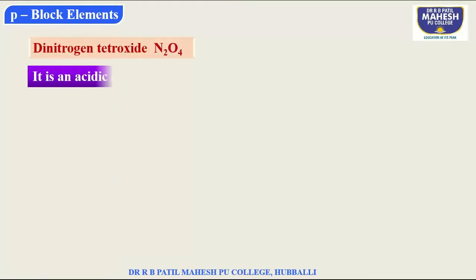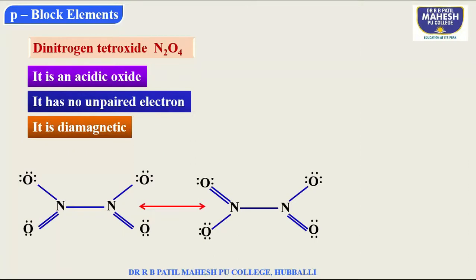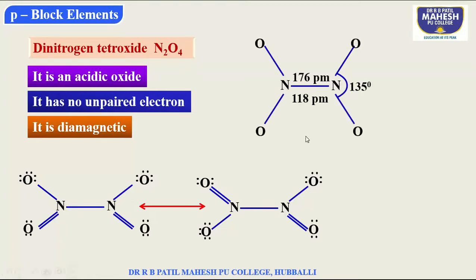Dinitrogen tetroxide, N2O4. It is an acidic oxide. It has no unpaired electrons, hence it is diamagnetic in nature. It has a planar structure, and you can see two Lewis dot structures. They differ with respect to the position of the double bonds. In the first molecule, the two double bonds are directed in downward directions, whereas here the two double bonds are directed in opposite directions. In this diagram you can see the bond angle and bond length.